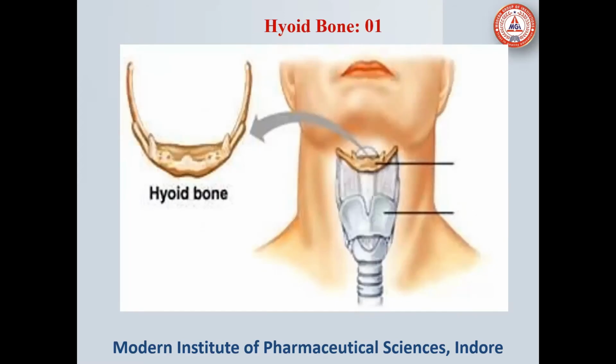The next bone is the hyoid bone. The hyoid bone is an isolated horseshoe-shaped bone lying in the soft tissue of the neck just above the larynx and below the mandible. It does not articulate with any other bone, but it is attached to the styloid process of the temporal bone by ligament. It supports the larynx and gives attachment to the base of the tongue.